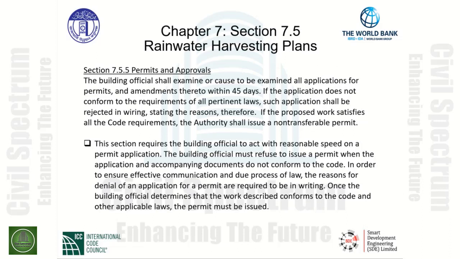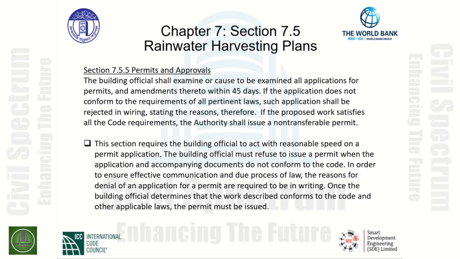Permits and approvals are in section 7.5.5. The building official shall examine or cause to be examined all applications for permits and amendments thereto within 45 days. If the application does not conform to the requirements of all pertinent laws, such application shall be rejected in writing, stating the reasons therefor.